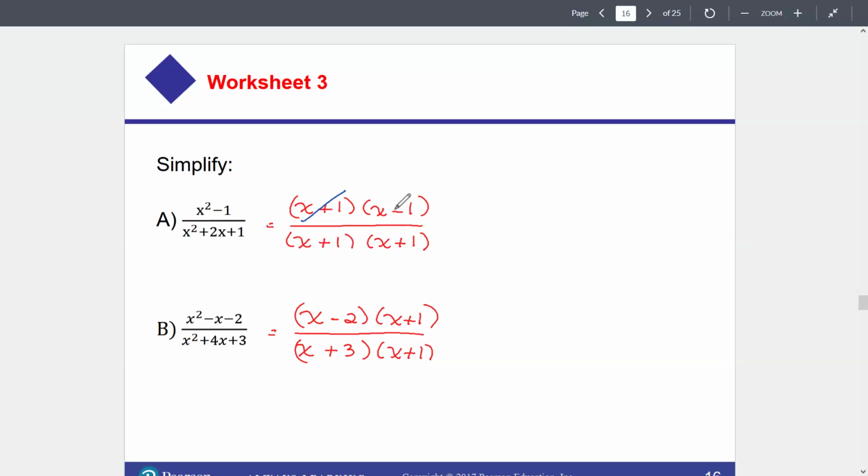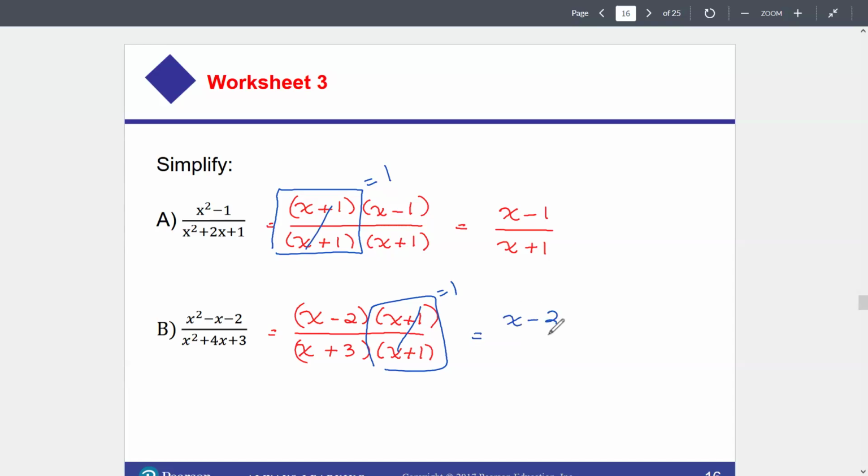Because remember, we're saying that this whole unit here is what's equal to 1. So it's not really a cancellation. It's just recognizing that it's just 1, and then what I'm really left with is just the x minus 1 on top, and then the x plus 1 on the bottom. Same thing here. We know this is actually just equivalent to 1. So I'm just left with the x minus 2 on top and the x plus 3 on the bottom.